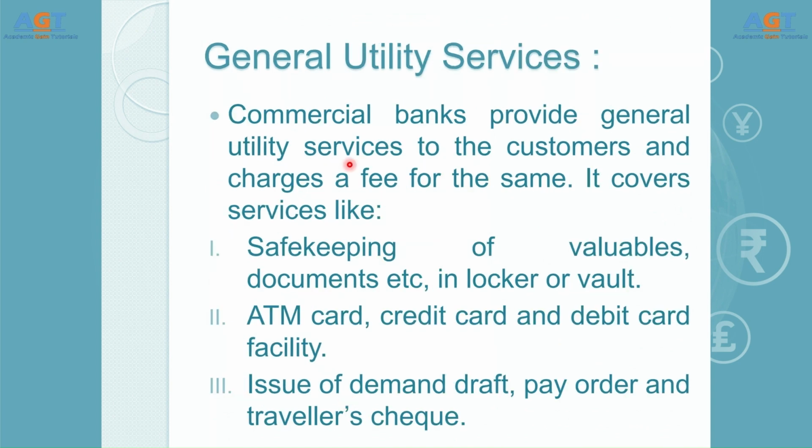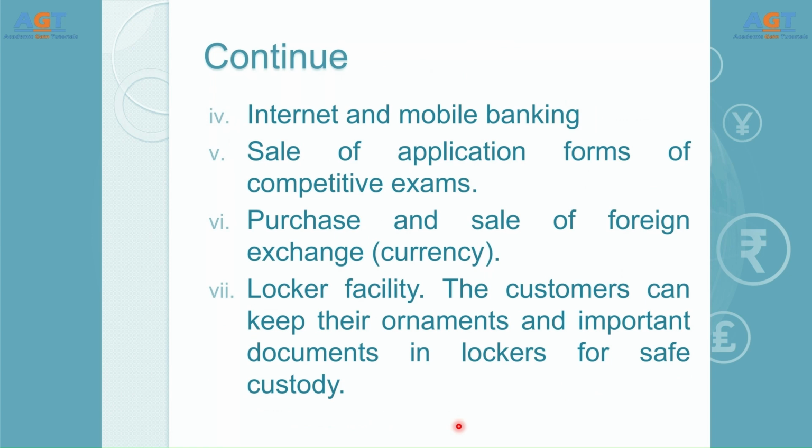General utility services. Banks provide general utility services and charge fees for them. Examples include safekeeping valuables in lockers or vaults, ATM/credit/debit card facilities, and issuing demand drafts, pay orders, and traveler's checks. Let's continue the list of general utility services. Additional services include internet and mobile banking, sale of application forms for competitive exams, purchase and sale of foreign exchange, and locker facilities for safe custody of ornaments and important documents.